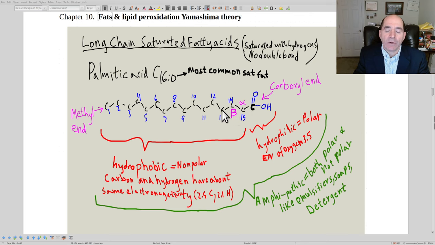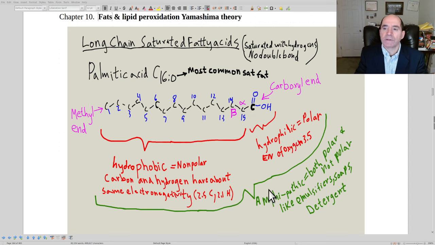This fat right here, because it is saturated with hydrogens, meaning that there's no double bonds, would be saturated fat. In fact, this is the most common saturated fat in the human body, called palmitic acid. So C16, having 16 carbons, and then the zero there indicates there's no double bonds. All right. This is the hydrophobic nonpolar part. This is the polar part.